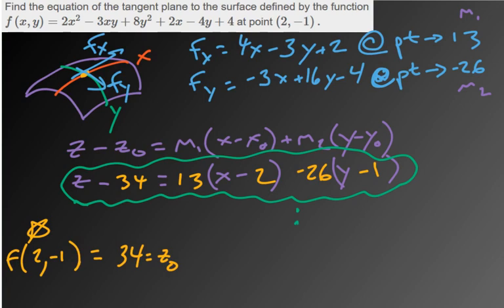And you could simplify this thing down and get it into a more normal ax plus by plus cz equals a number form. I don't really care about that, but the idea is what's more important here.